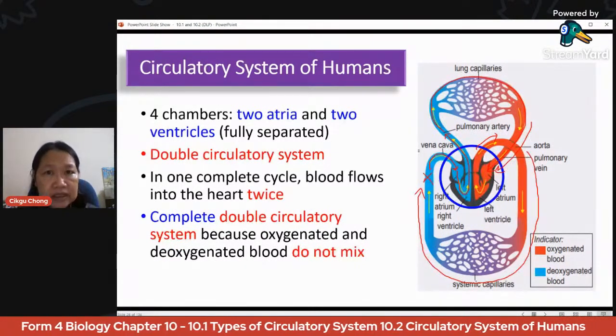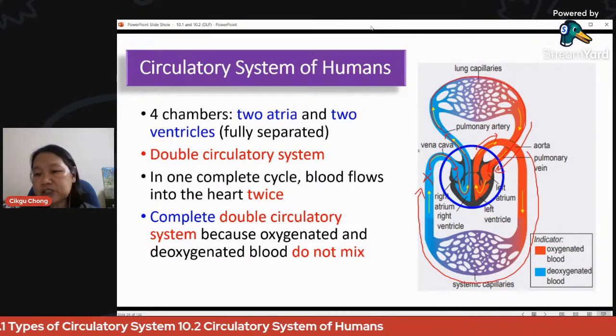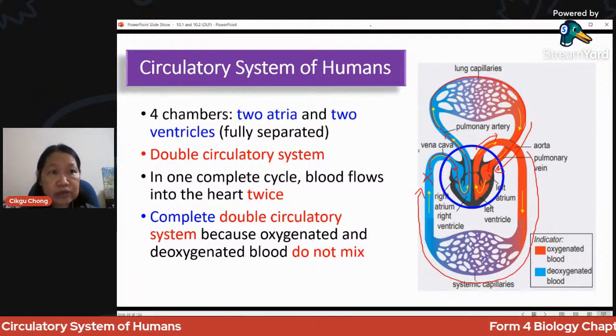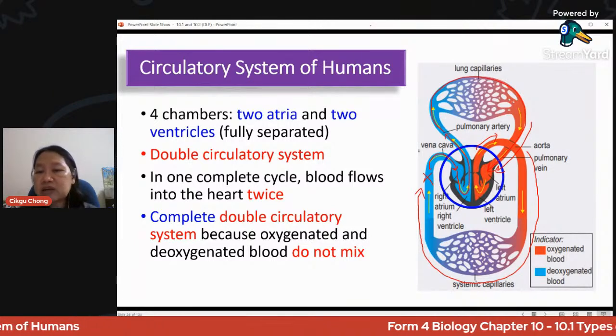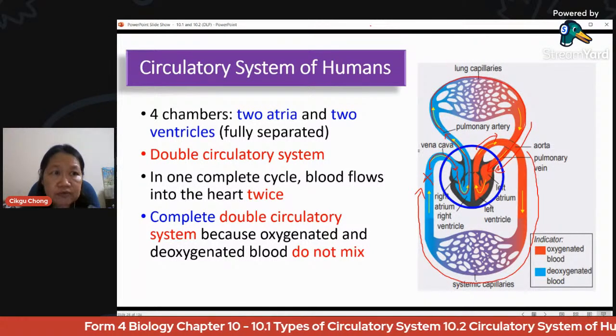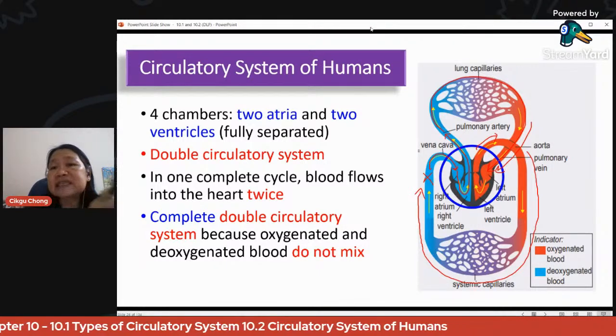Why is it called complete? Complete has to do with whether there's mixing or not. Just now for the frog, there's cutaneous, there's mixing, right? Okay, Kenneth, to answer the question, what's the difference between pulmocutaneous and pulmonary? Okay, pulmocutaneous, that one is for the frog, because frog also, this blood goes to the skin as well.